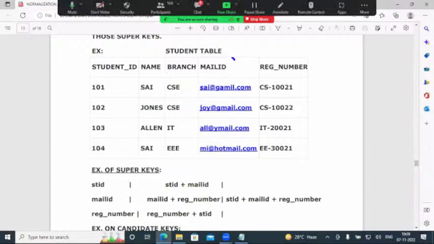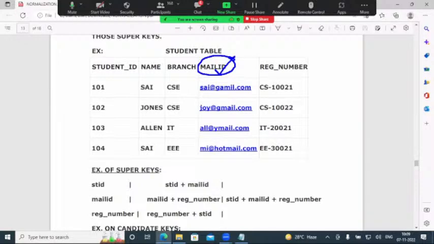Next, mail ID. Sai's mail ID, sai@gmail.com. Joy, all, me. Now tell me, is this a super key? Every user ID is different or same? Different. Suppose my Gmail ID and your Gmail ID, same? My Facebook ID and your Facebook ID, same? No. So every user ID is different. Different means unique. So that means this is another super key column.